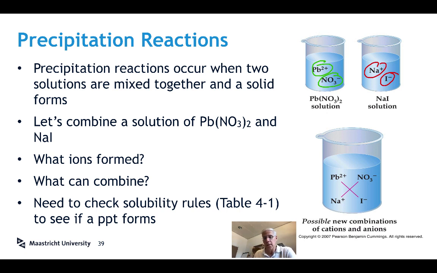What ions can combine? Well, we're not going to combine lead and sodium because they're both positively charged. Same is true for nitrate and iodide. Okay, we know that the lead and the nitrate aren't going to combine because they were from one of the original solutions. Same for the sodium and the iodide, so we know those aren't going to combine. So the only ones that combine by swapping partners are the lead and the iodide, the sodium and the nitrate.